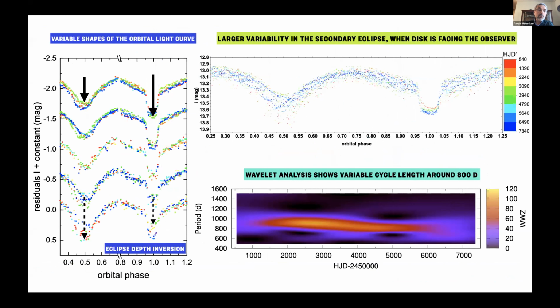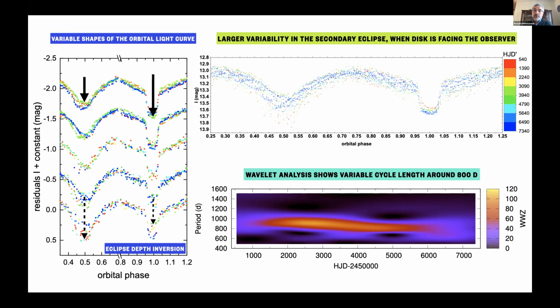And here I chose some phases of the orbital light curve, but for different strings of data. So the colors here indicate a string of consecutive data. And what I want to show here is that for a string of data, there are changes in the relative depth of the eclipses. For instance, in this string of light blue color, the secondary eclipse is deeper than the main eclipse. But in this string of green colors, the secondary eclipse is shallower compared with the main eclipse.